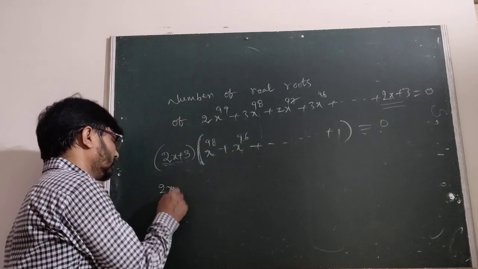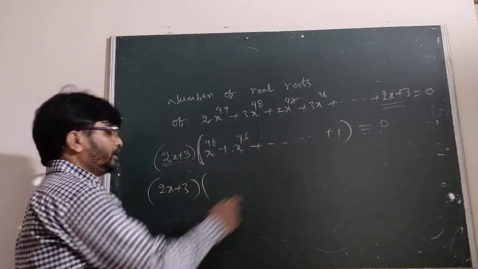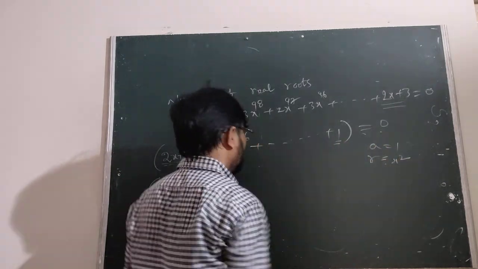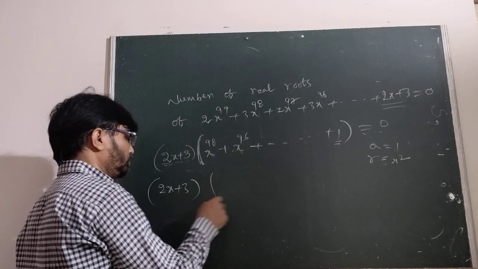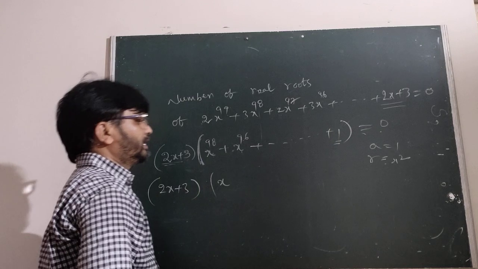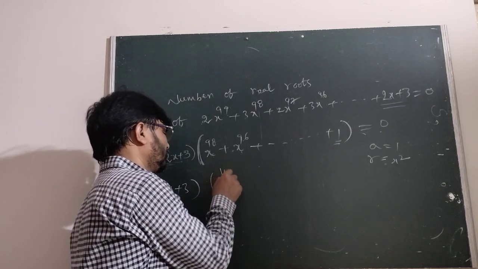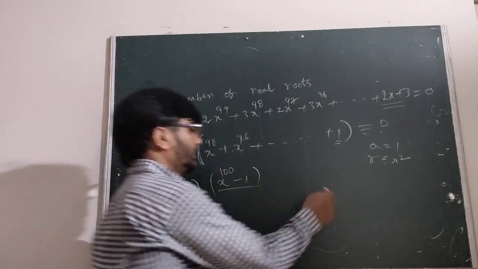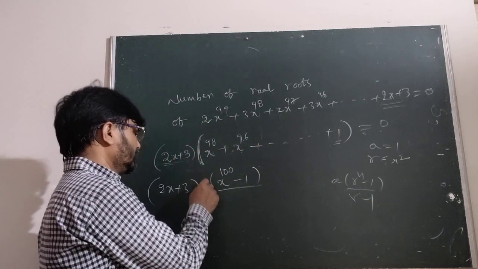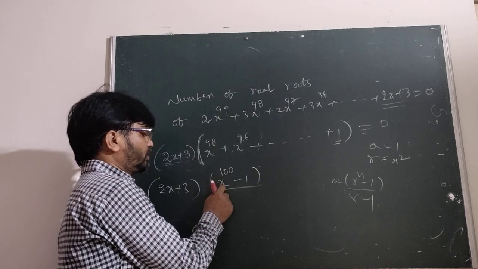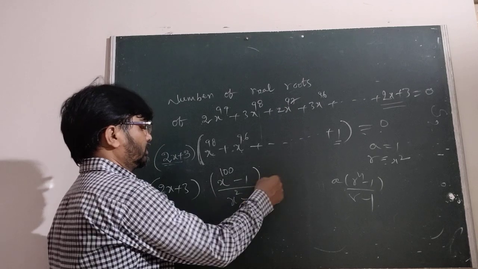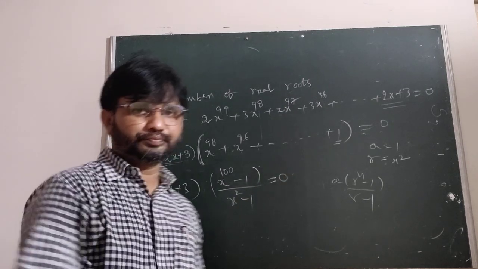We are writing here 2x plus 3 times the GP. Suppose we are taking a as 1 and r as x square. Then a into r power n minus 1 by r minus 1, that is x square power 50, that is x power 100 minus 1 by x square minus 1, equals 0.